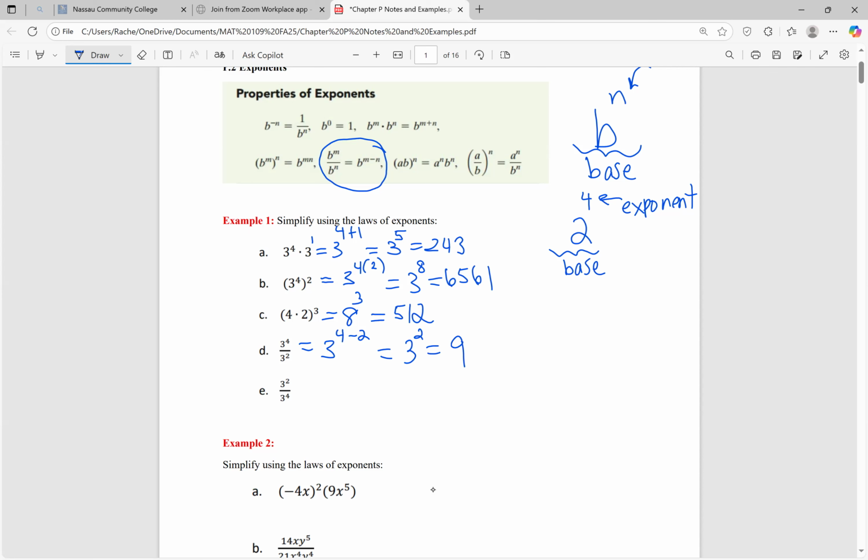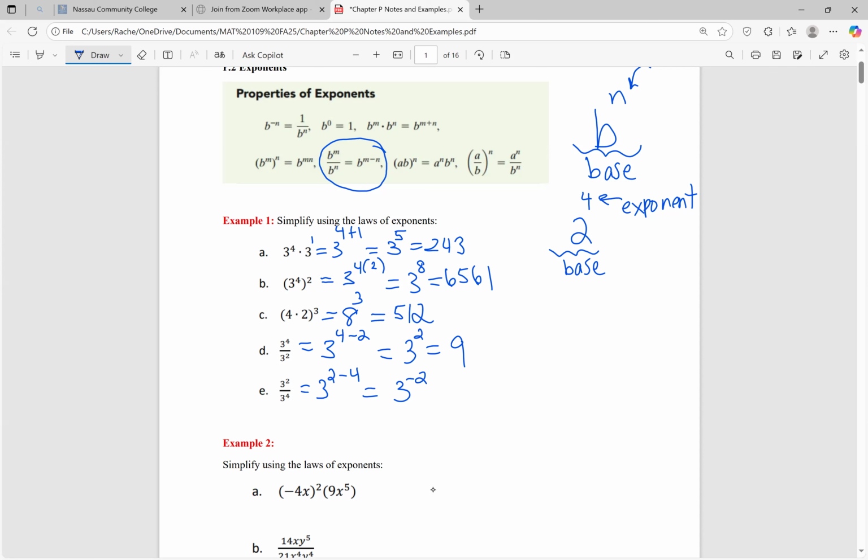Now, if we look at part E, we're going to use the same rule, except now in the numerator, I have 3 squared, and in the denominator, I have 3 to the 4th. So we're still going to keep the base 3, but now I'm going to take 2, and I'm going to subtract 4. So I'm going to get 3 to the negative 2. Now, I did these back to back because I want you to realize that 3 squared and 3 to the negative 2, they're not the same.